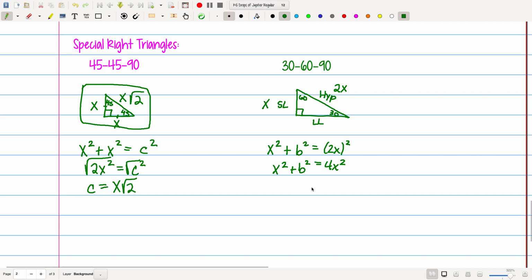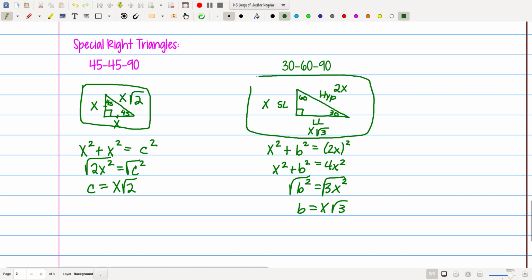Okay, now I can't combine this side because they're not alike, but I want to get b, so I'm going to subtract x squared. Well, when I subtract x squared, 4x squared minus x squared is going to be 3x squared. Now I'm going to square root it, and just like over here, that x is going to come out of there. So b equals x square roots of 3. So my long leg here is x square roots of 3. And that is a picture that we need to remember also.